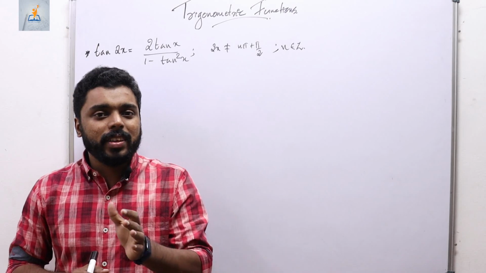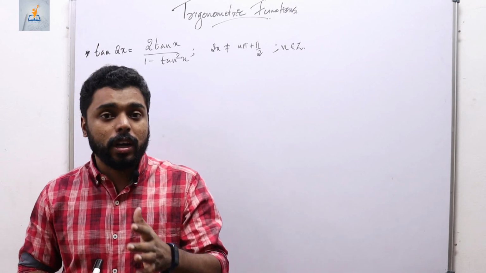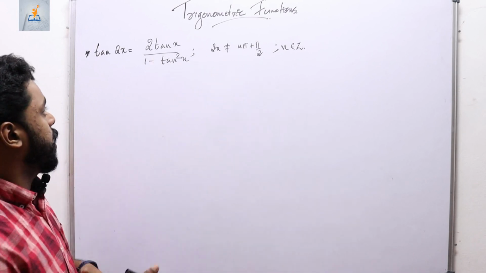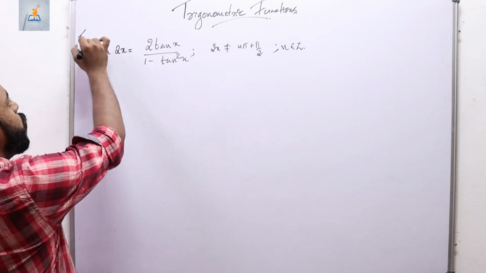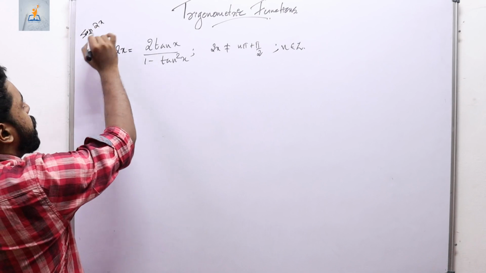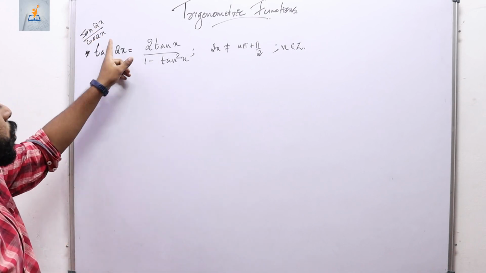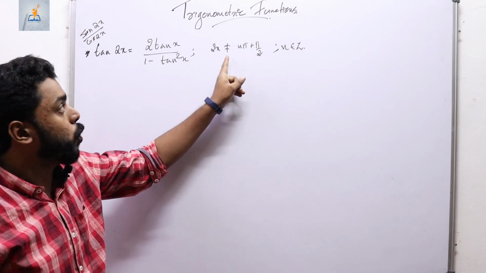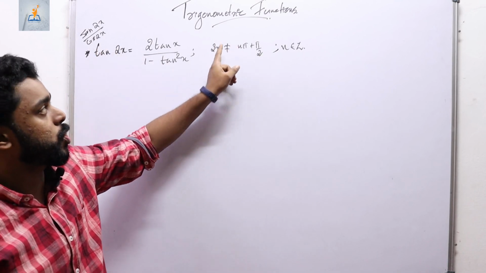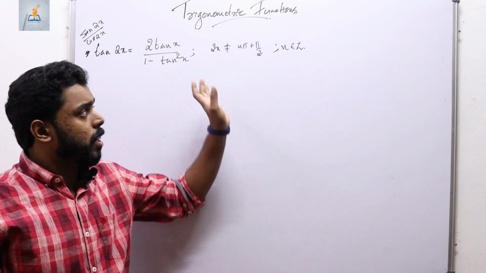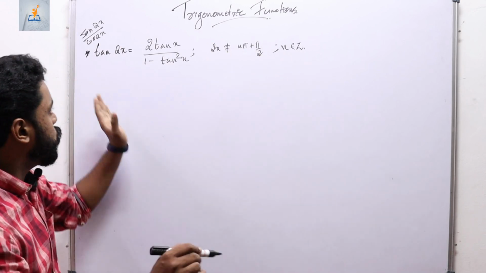Now we shall derive the identity for tan 2x. It is very simple. Since tan 2x is equal to sin 2x divided by cos 2x, we all know that cos 2x is equal to 0 when 2x is an odd multiple of pi by 2. So we have to avoid those situations. So 2x must not be equal to an odd multiple of pi by 2, where n is an integer. You know these conditions, isn't it? So we shall derive this.